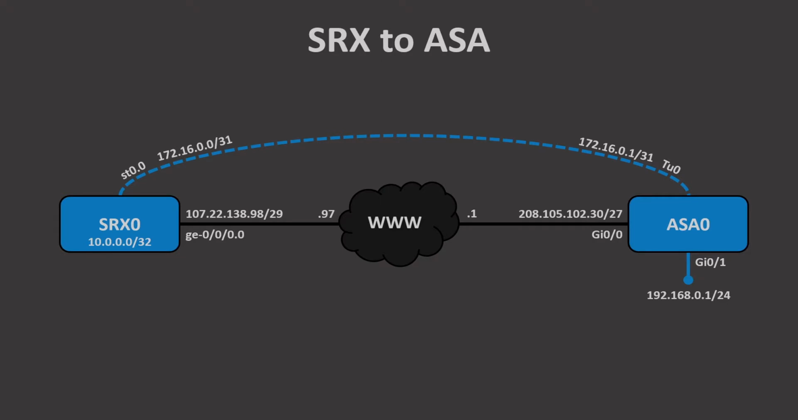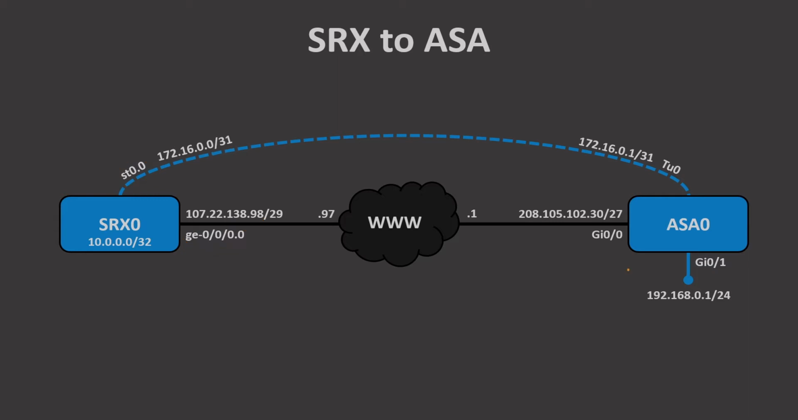Here's the topology we'll be using for the SRX to ASA VPN. Over here on the left, you'll see we have SRX0 using a loopback IP of 10.0.0.0. Its internet interface will be gig000, and its public IP address will be this one ending in 138.98, and it'll be a /29. Now the interface it's going to use for its IPSec tunnel will be this secure tunnel st0.0, and the IP on that interface will be this one ending in 0.0, and it'll be a /31.